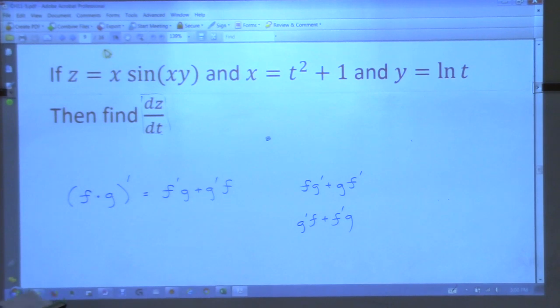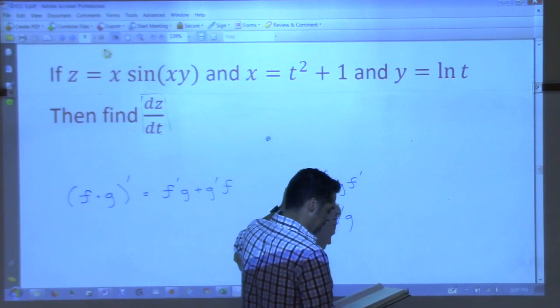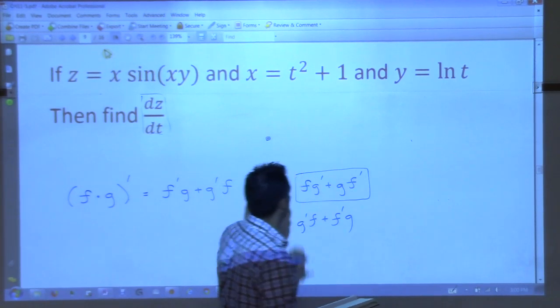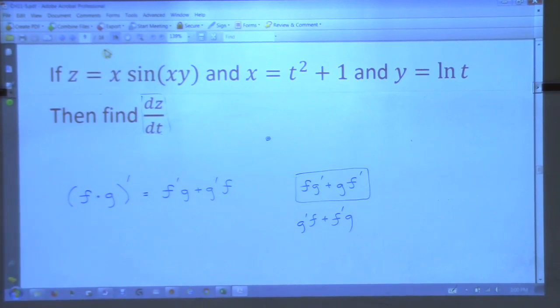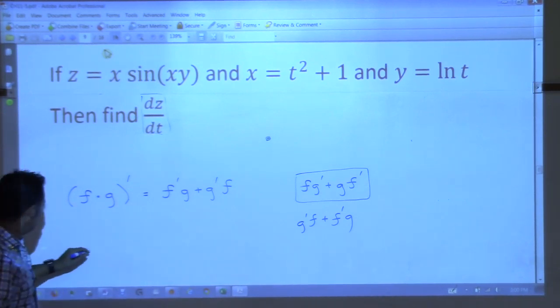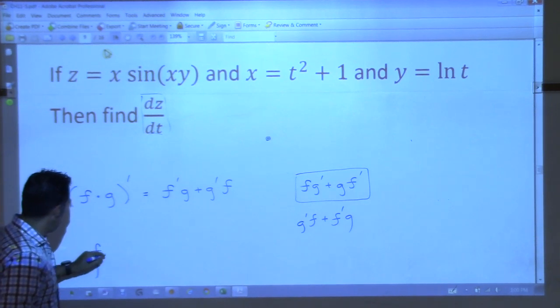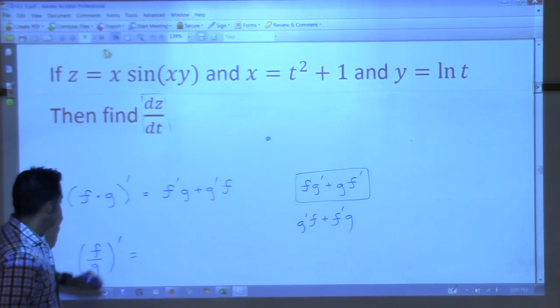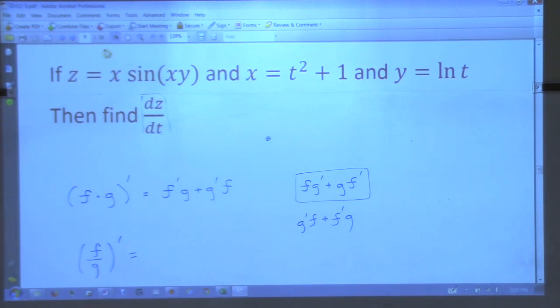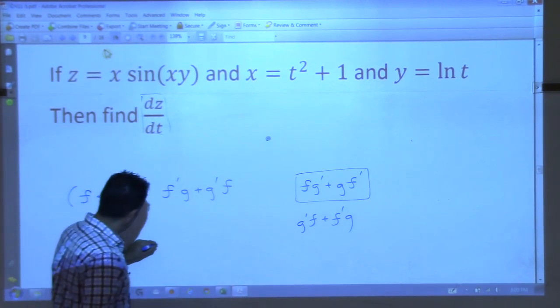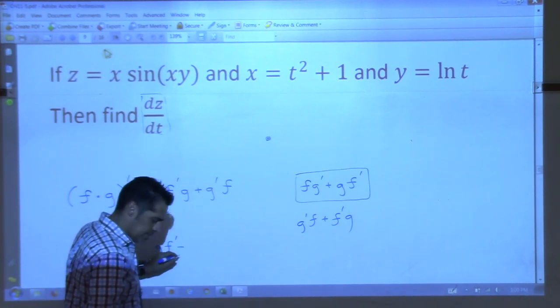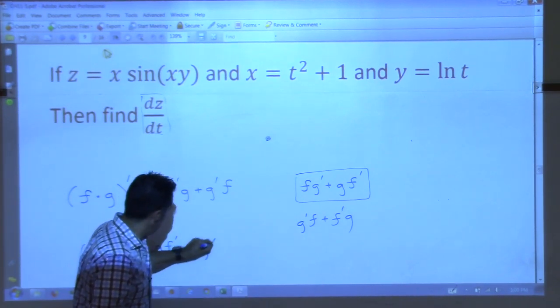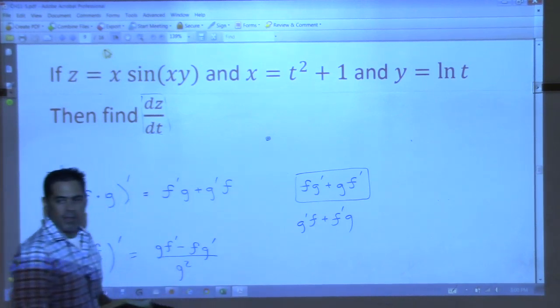This particular book teaches it this way right here. That's the way this book teaches it, which is fine. I mean, it's correct. But here's why I have a problem with this. What about the quotient rule? This book does g f prime minus f g prime over g squared. That's the way it does the quotient rule.